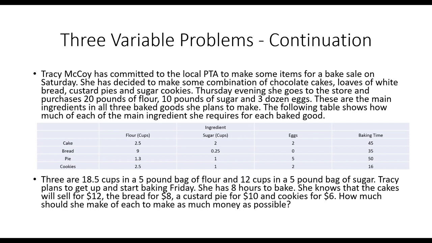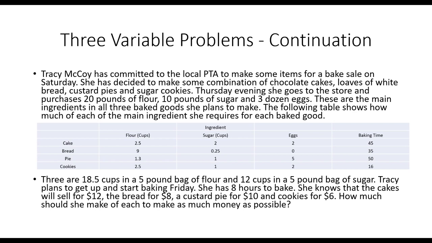Tracy McCoy has committed to the local PTA to make some items for a bake sale on Saturday. She's decided to make some combination of chocolate cakes, loaves of white bread, custard pies, and sugar cookies. Thursday evening, she goes to the store and purchases 20 pounds of flour, 10 pounds of sugar, and 3 dozen eggs. These are the main ingredients in all the baked goods she plans to make. The following table shows how much of each of the main ingredients she requires for each baked good.